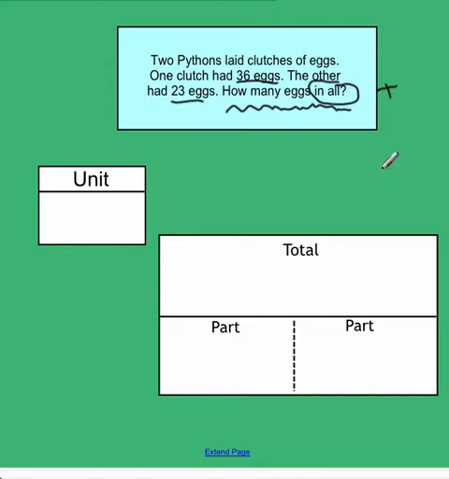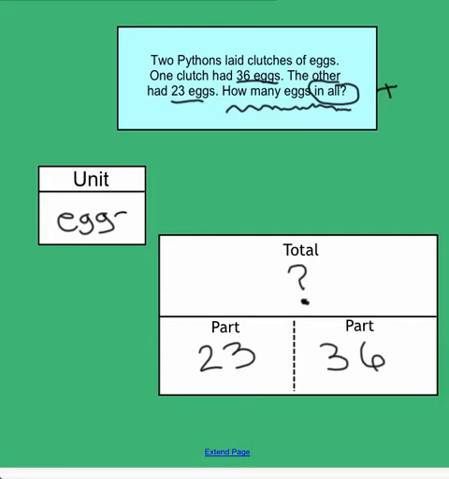Step 3, figure out what we're going to do to solve this problem. We're actually going to use a diagram. The diagram down here is called a part-part total. In this kind of diagram, you have 2 parts of information that will add up to a total. We're going to go ahead and fill in this diagram now. Part of the information we already know is there are 23 eggs. Another part of the information that we know is there are 36 eggs. We're trying to figure out the total, so we can put a question mark here. The unit that we're counting is eggs.